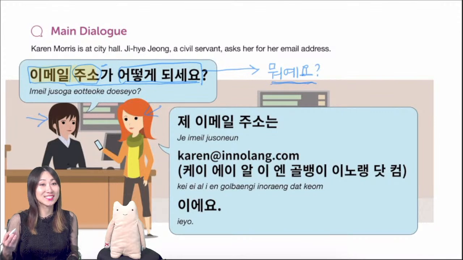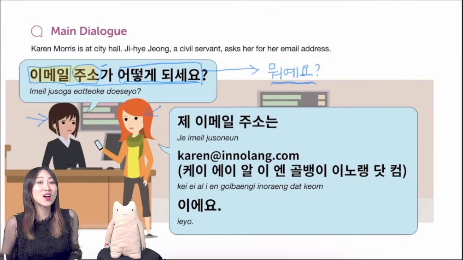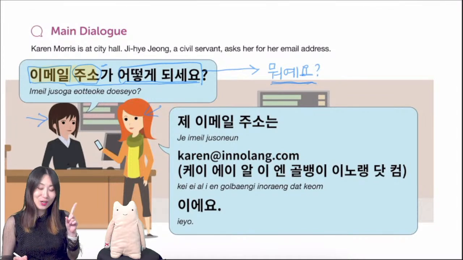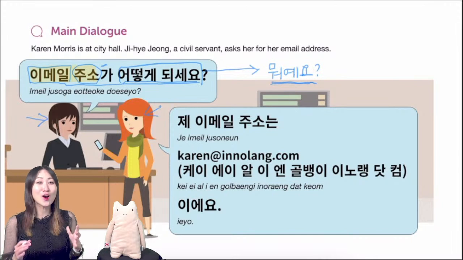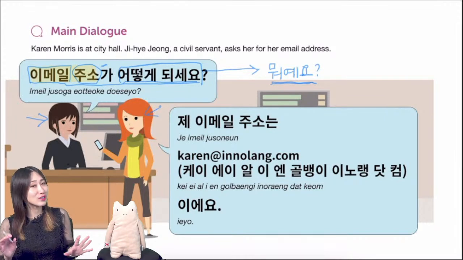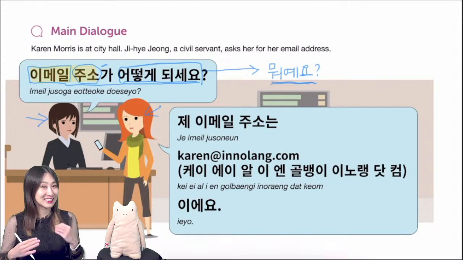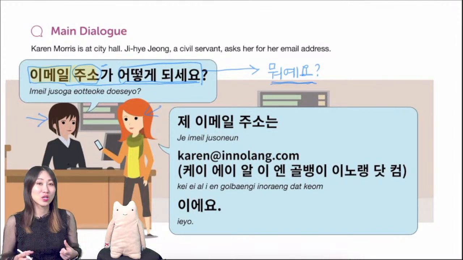What is? So what is your email address? 이메일 주소가 어떻게 되세요? Yes, maybe 뭐예요 is too direct. That's why 어떻게 되세요 is used. If you break down 어떻게 되세요, it means how become. 어떻게 means how. 되세요 means become. So how does your email address become? This is a very indirect and polite way to say what is your email address in Korean.